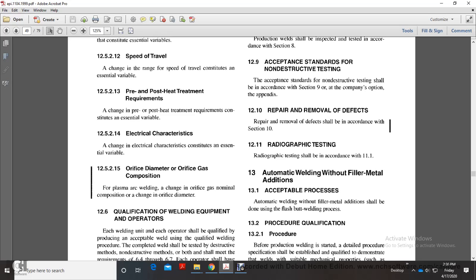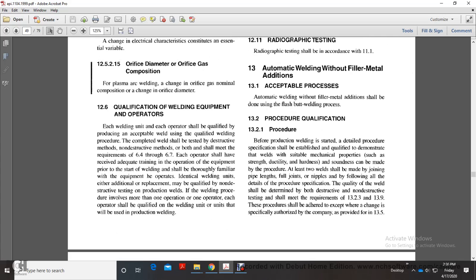Automatic welding without filler metal addition. Acceptable process: automatic welding without filler metal addition shall be done with the flash butt welding process. Procedure qualification. Before production welding is started, a detailed procedure specification shall be established to qualify the procedure.